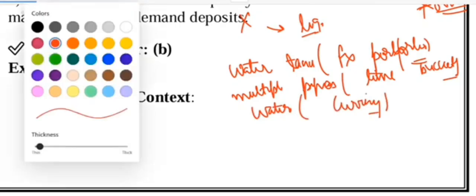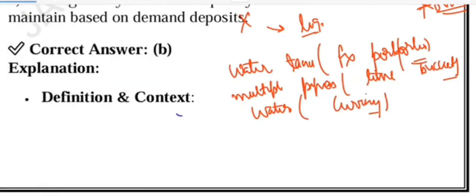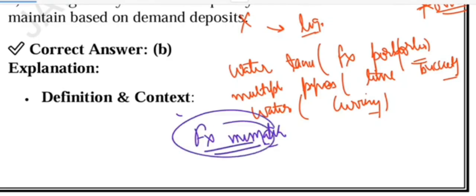Now suppose more water comes in than goes out across multiple pipes. Suppose more water is coming in and less water is going out. So what will happen? Obviously the tank will overflow, and that overflow is called foreign exchange mismatch.